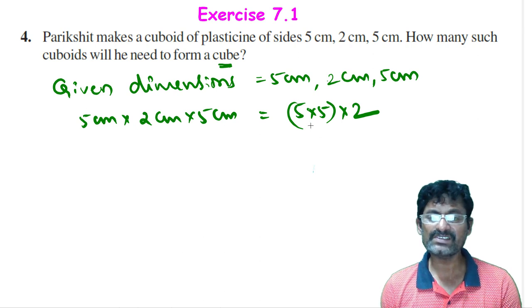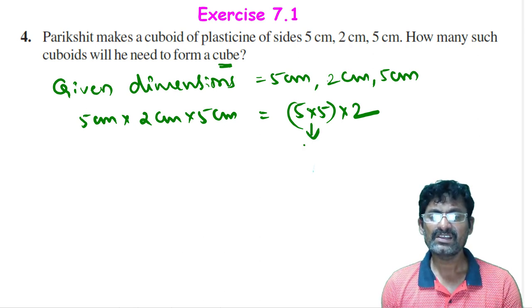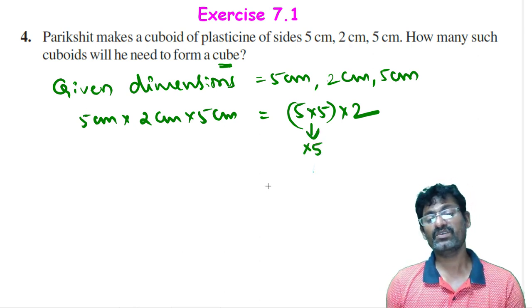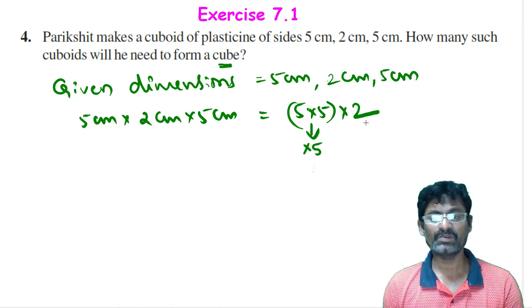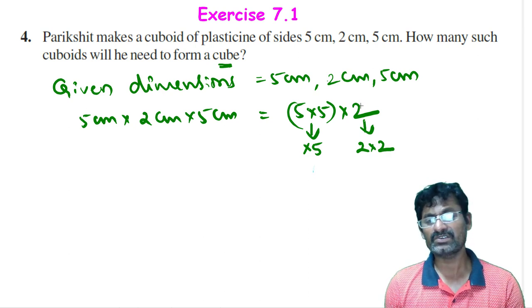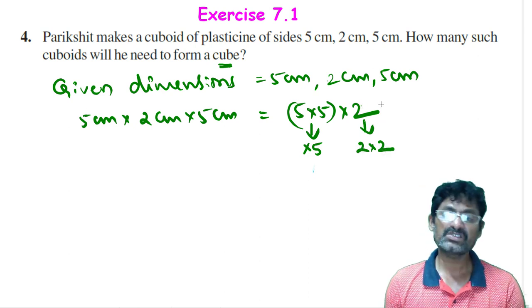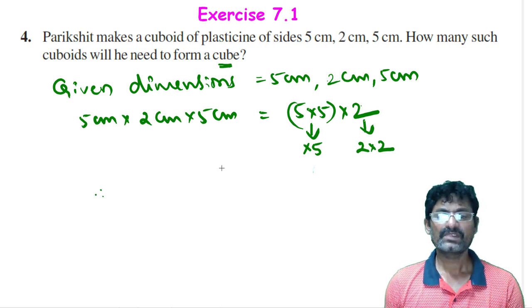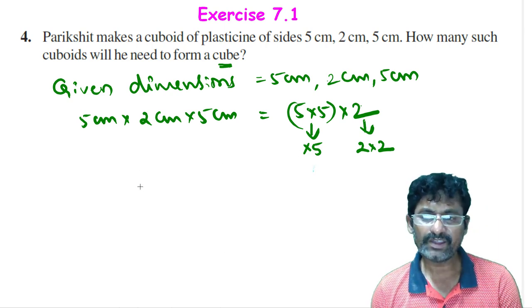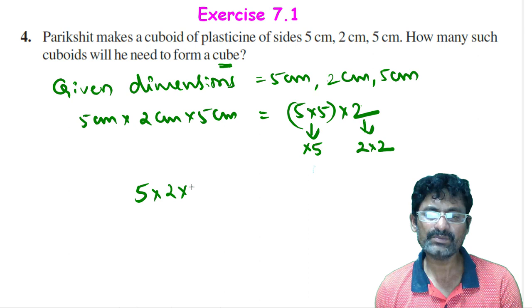Actually there are no triplets. So 5 times 5 is there. If you multiply this with 5, then it becomes a perfect cube. Here also 2 is there. Now we need to multiply this with 2 times 2, so that we will get 2 into 2 into 2 here. So it will be in the form of a cube. So therefore 5 times 2 times 2.